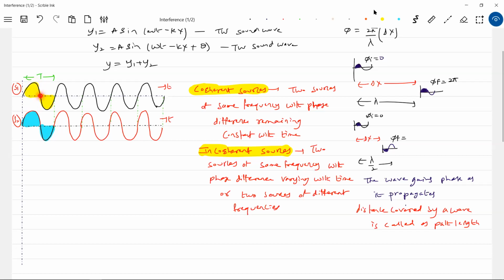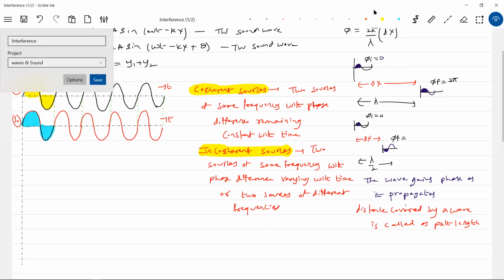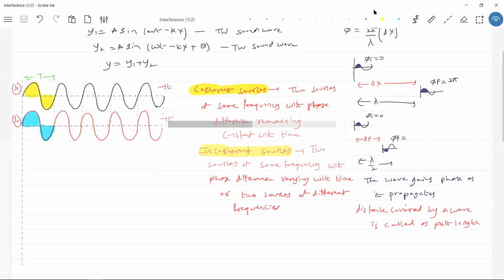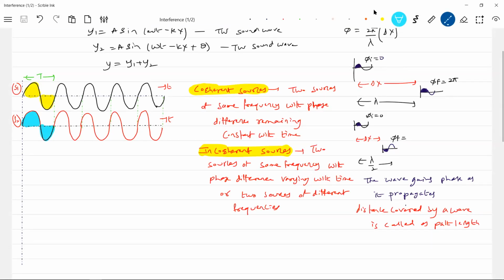At time equal to capital T by 2, what is the phase of this? Pi. So at any instant of time, come and check what is the phase. The phase difference will remain constant with the time. And how much is it? 0. Are you getting the idea? So now I can say that these two waves are coherent. It can happen like this also.